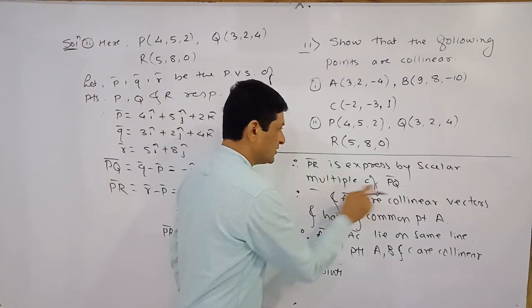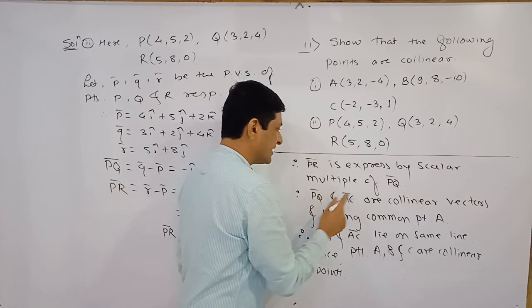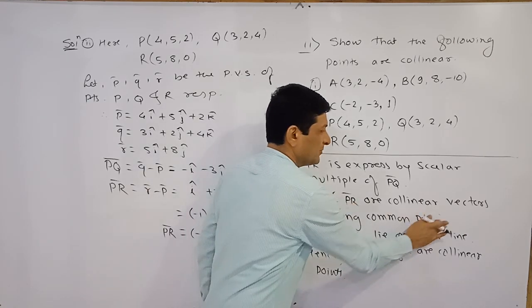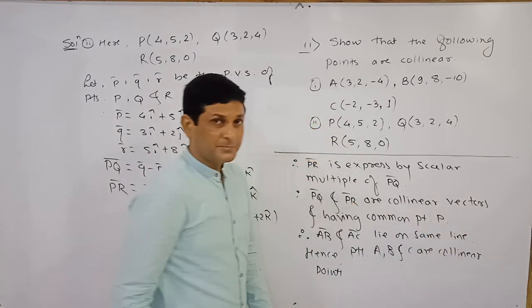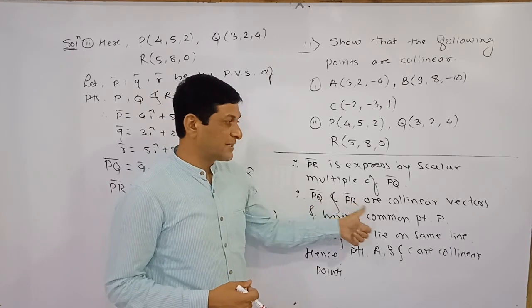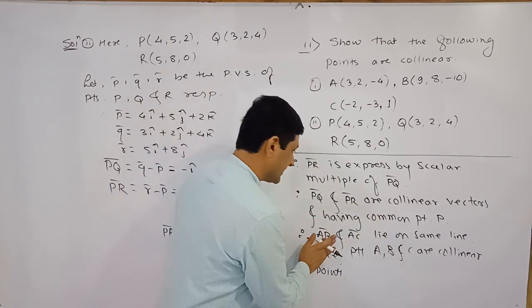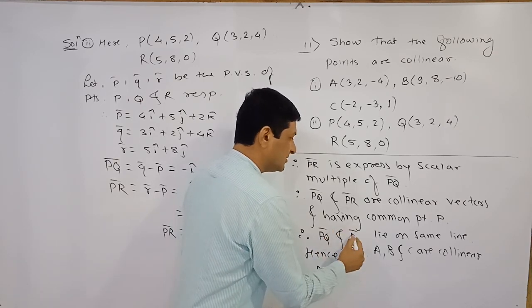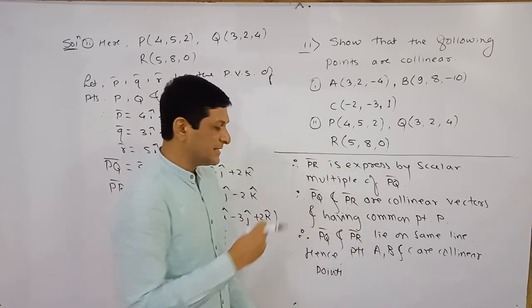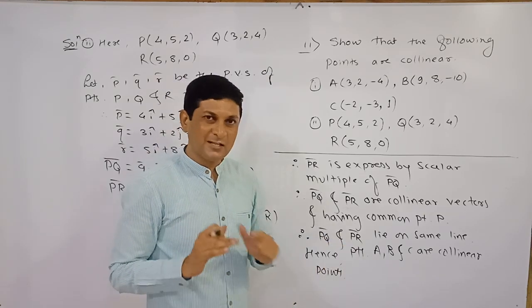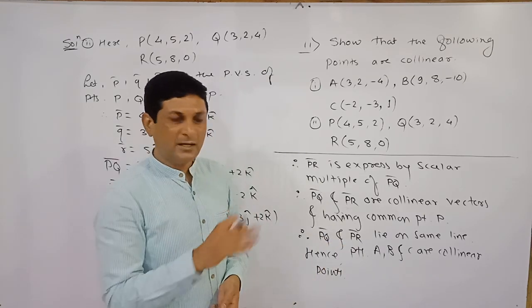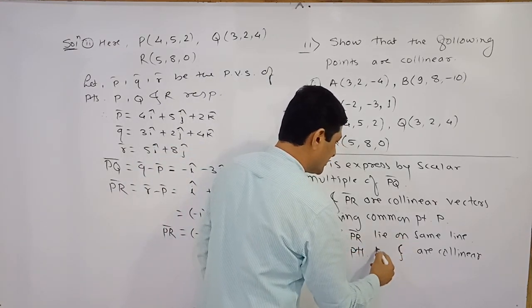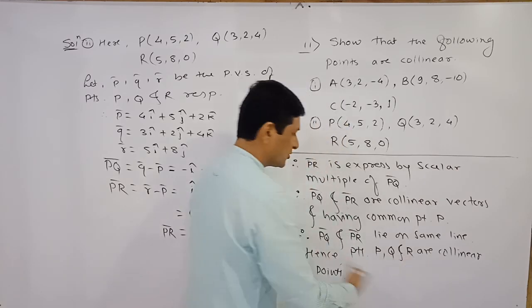So that's why PQ bar and PR bar are collinear vectors, and they have one common point. Which common point? P is the common point. That's why we can say that these two vectors lie on what? Same line. Which two vectors? PQ bar and PR bar lie on the same line. And if these vectors lie on the same line, it means indirectly the points P, Q, R also lie on the same line. And if the points lie on the same line, hence we can say that these three points are what? Collinear. Hence the points P, Q, R are collinear points.